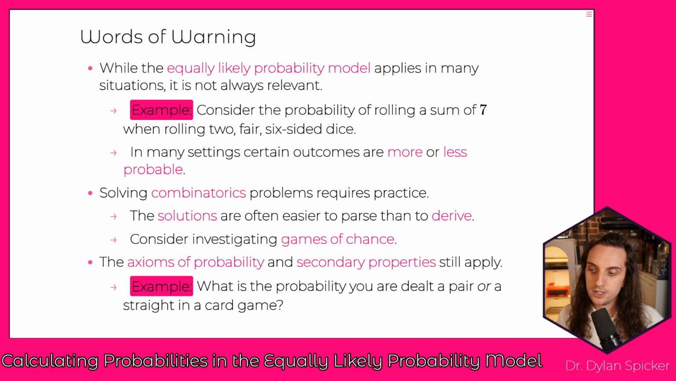Okay. So if you are wanting some examples to work on, what is the probability that you're dealt a pair or a straight in a card game? So you think about being dealt out cards. What's the probability that two of them match? What's the probability that you end up with a flush or with a straight? You can start to work out these probabilities. You'll need to use the axioms of probability. You'll need to use combinatorics. You'll need to use the equally likely probability model, and it will all come together.